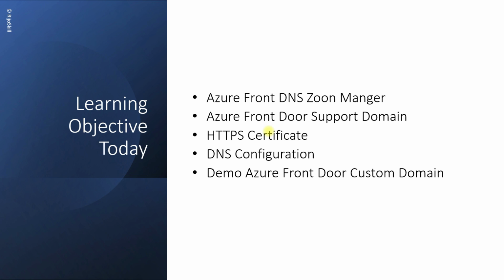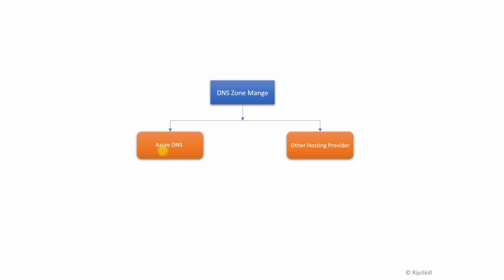So how can we create the custom domain? First, what is a custom domain in Azure Front Door? Custom domain means you can add your own domain in Azure Front Door. So what does DNS zone management mean? In Azure Front Door you can manage your DNS zone using Azure DNS or another hosting provider. Another hosting provider is like GoDaddy or Namecheap, or whatever service provider you use.